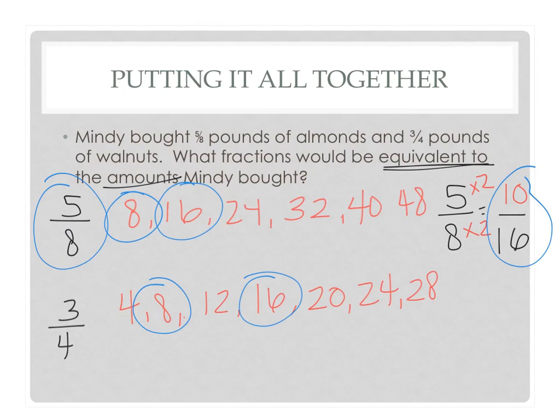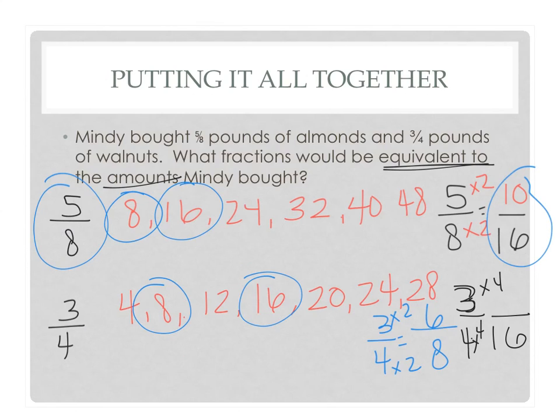Let's look at the 3/4. If I want to make an equivalent fraction to 3/4, I have a couple options here. I could make it with 8 as the denominator. 4 times 2 is 8. 3 times 2 is 6. If I wanted a common denominator with my fraction up here, which was 10/16, I could make 16 my denominator. 3/4. 4 times 4 is 16, so 3 times 4 is 12. So 3/4, 6/8, and 12/16 are all equivalent fractions.